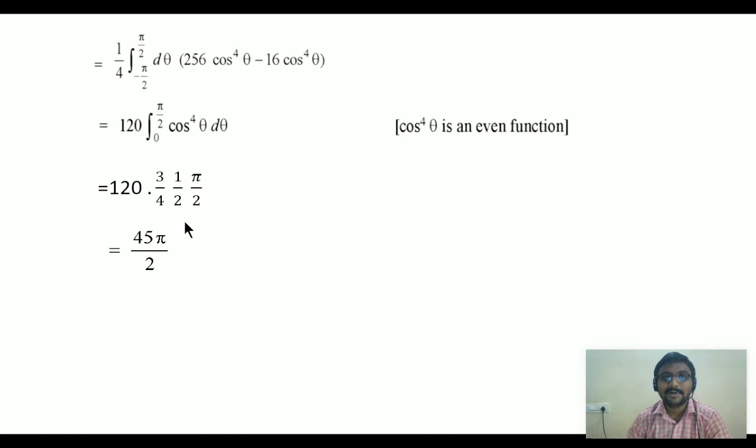So it is about applications of double integrals. Using double integrals, we will find areas for both the curves, that is Cartesian curves and polar curves.